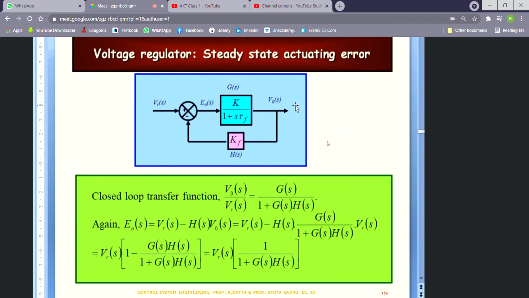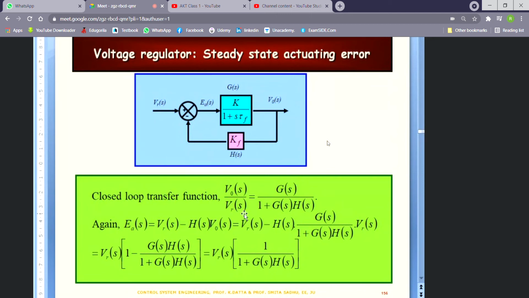So if we want to derive the closed loop transfer function, since we've got it in block diagram form, these things are going to become much easier. VO(s) by VR(s) is what we want for the closed loop block diagram. That is equal to G(s) by 1 plus G(s)H(s). H(s) is the feedback path transfer function, here KF; H(s) is the standard notation that we use for the feedback path. You know that already. So this will be the closed loop transfer function. If we want to derive it, you just put in G(s) and H(s) and you are going to get VO(s) by VR(s).